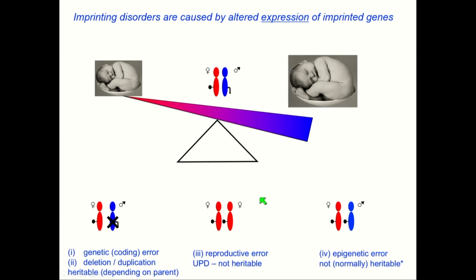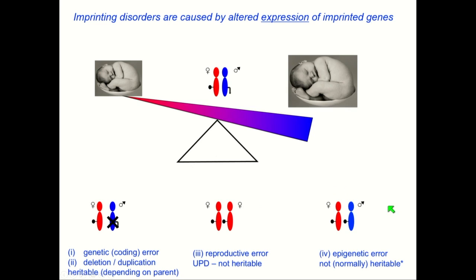Secondly, there can be a reproductive error. Uniparental disomy means apparently inheriting both copies of a chromosome from one parent with no representation of the other parent. This, in principle, is not heritable unless there's an underlying chromosomal disorder.